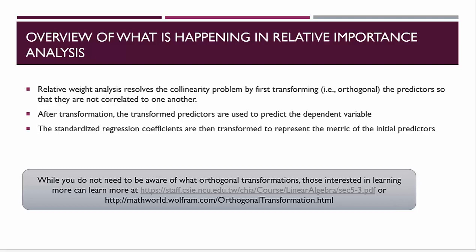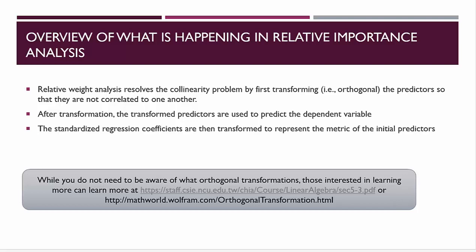It's beyond the scope to go into what orthogonal transformations are and how they're derived. But what I want you to understand is that we can use an orthogonal transformation in order to produce variables that are not correlated. So what we do is transform our existing predictors to new predictors through an orthogonal transformation so that they're no longer correlated with one another.